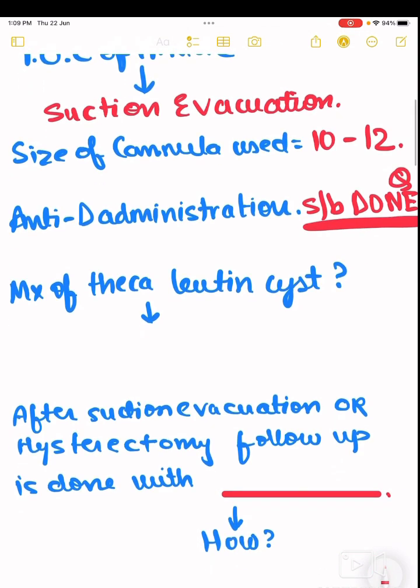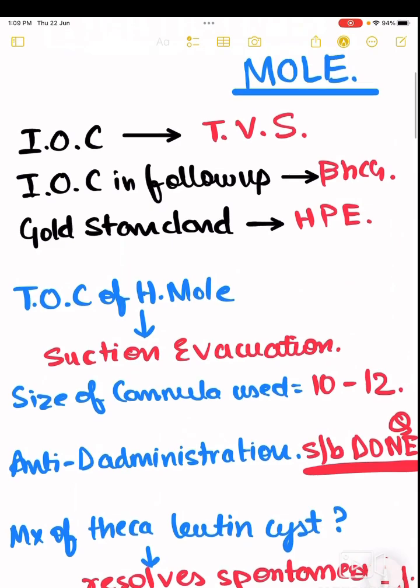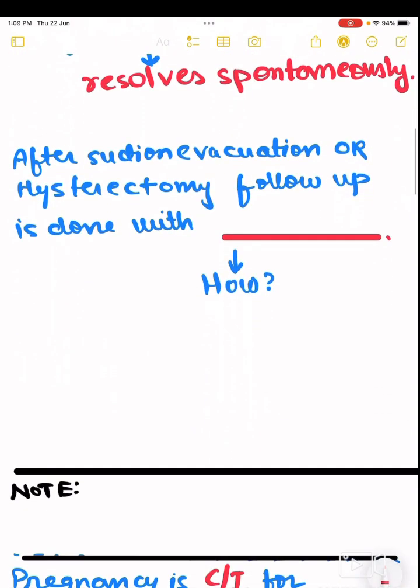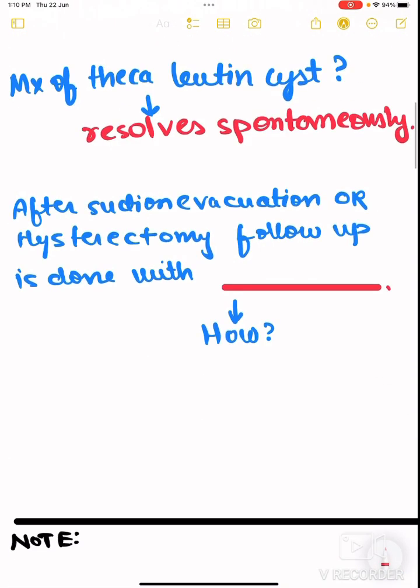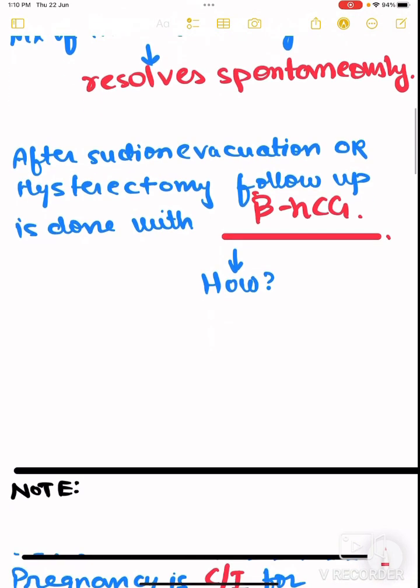Very important thing. What is the management of theca lutein cyst? The management of theca lutein cyst is nothing special. It resolves spontaneously. Right. It will resolve spontaneously, which means that if you treat the H mole, the theca lutein cyst will resolve on its own. After suction and evacuation or hysterectomy, follow-up is done with beta HCG levels, right?